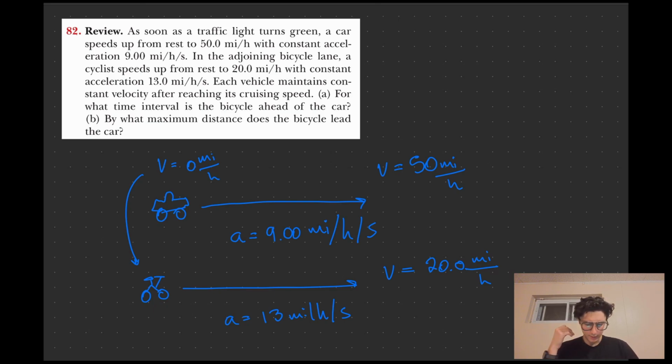For what time interval is the bicycle ahead of the car? When the car and bicycle start moving, the bicycle is accelerating faster than the car, so it's going to overtake the car. But eventually, the car accelerates to 50 miles per hour, so it's going faster than the bike after they reach their cruising speed. So eventually, the car is going to overtake the bike. The moment the car overtakes the bike, they're going to be at the same position. At that position, if we find the time, that is how long the bike will be ahead of the car for.